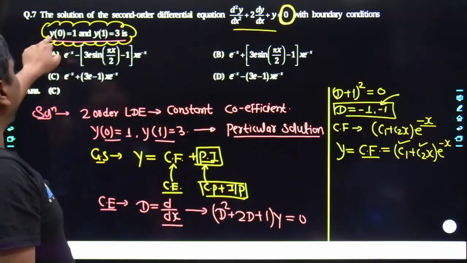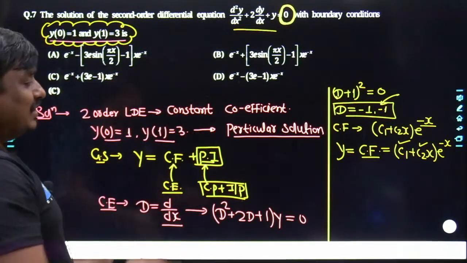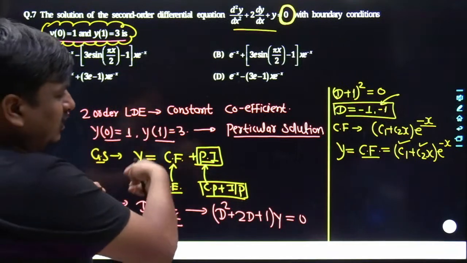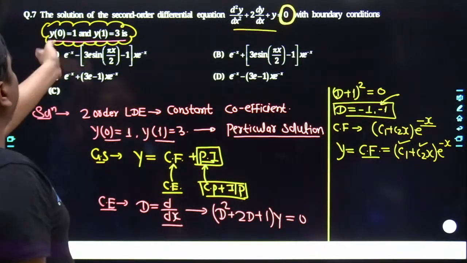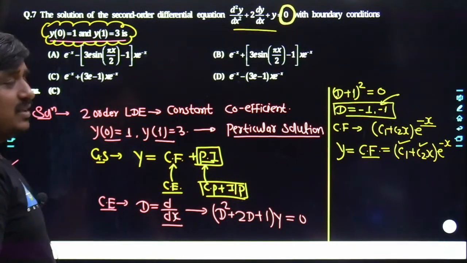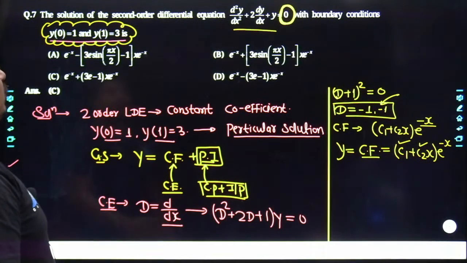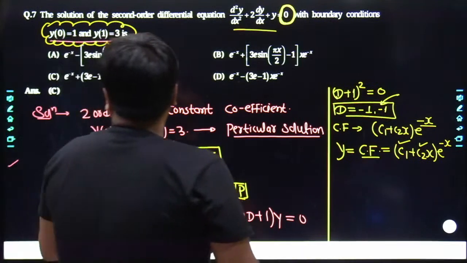So obviously at the very beginning I would be feeding x equal to 0 and y equal to 1. I would get an equation which would contain C1 and C2. Similarly, next time I would be feeding x equal to 1 and correspondingly y equal to 3. Comparing both of the equations, I would get the values of C1 and C2, and at the end of the day you will be getting the final answer. Let me try it out.